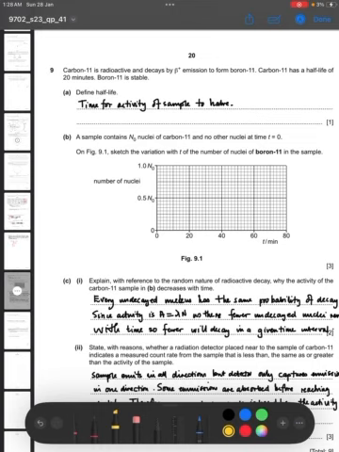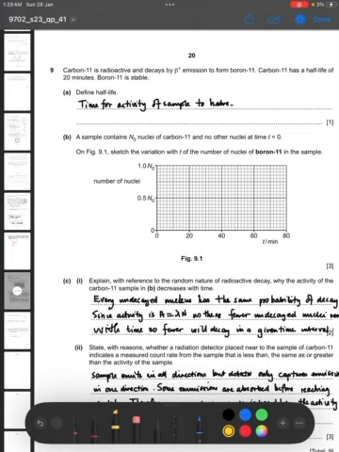A sample contains N0 nuclei of carbon-11 and no other nuclei at time t equals 0. Sketch on Fig 9.1 the variation with time t of the number of nuclei of boron-11 in the sample. Now remember, boron-11 is the one that is being formed by the decay of carbon-11, and one carbon-11 nucleus decays to form one boron nucleus.